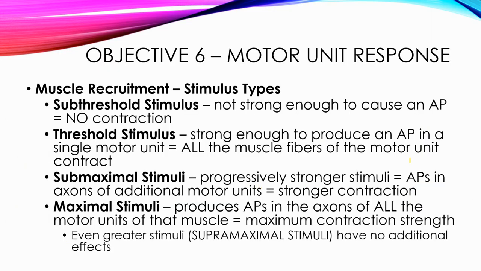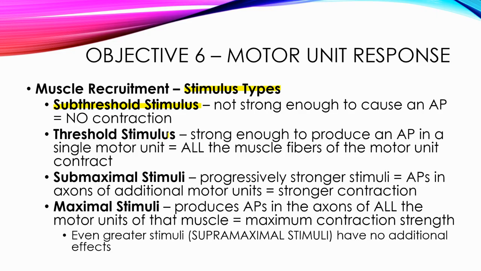Now this is something that should look familiar, because it's very similar to what we saw in the nervous system. Here we have stimulus types, and just like in the nervous system, we have to meet thresholds. If you have a subthreshold stimulus, that means it's not going to be strong enough to trigger an action potential, and so a subthreshold stimulus will lead to no contraction.